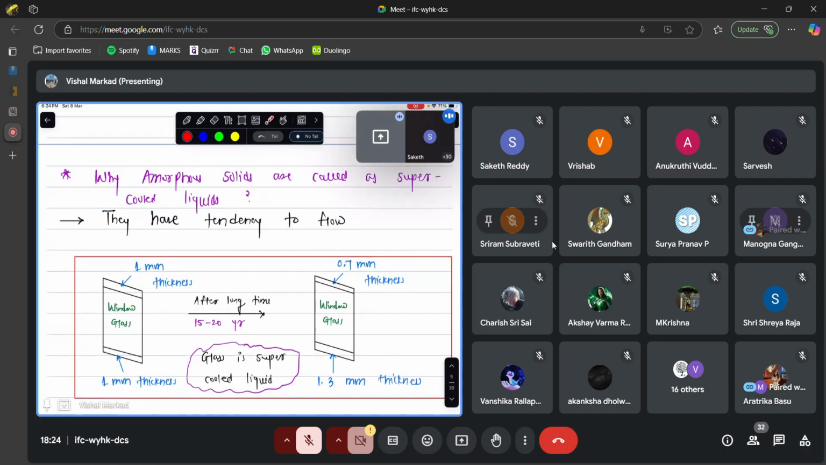One more thing, super cool liquid. Simple thing. If you have window glasses, and initially the thickness is, say, top side 1 millimeter, bottom side 1 millimeter, and if we keep that same window for a longer duration, almost 15, 20, 25 years, what happens? There is a small decrease in the thickness on the top side and it flows down to the bottom side because of gravity. So the bottom side thickness will increase.